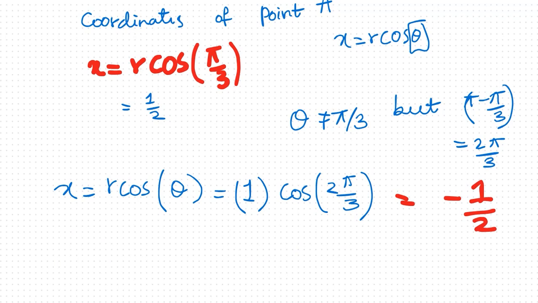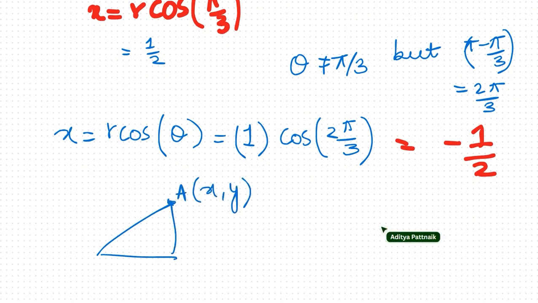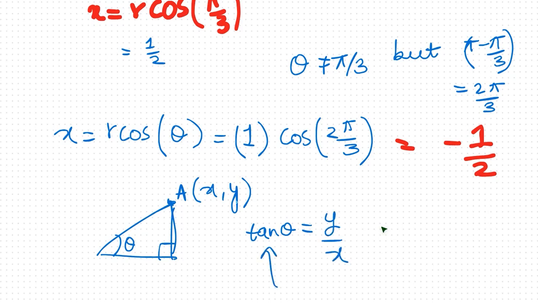Okay, what about tan theta? How much is tan theta? Let's say I consider the same concept, x comma y. In terms of x and y, it's going to be y over x. Trigonometry part will take care of positive or negative signs.